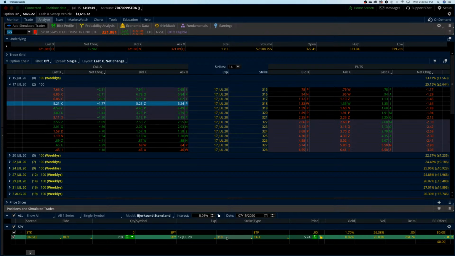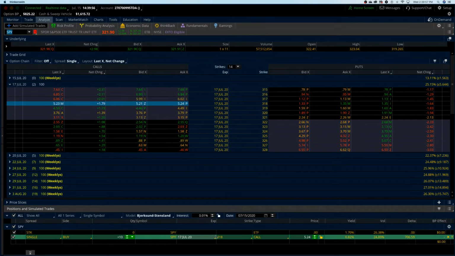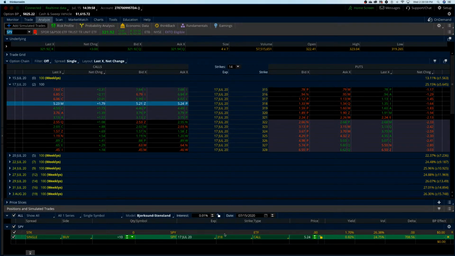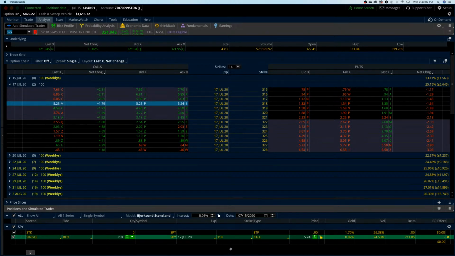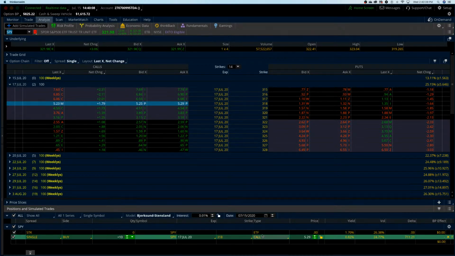That means that I can exercise this. Exercising it means that I can turn it in and buy 100 shares of stock at $318 a share. Of course, I don't know why I would want to do that, because right now it's worth more than that, so I'd be taking an automatic loss. It's a call, which means that it's a bullish type of contract. It means that I have the right to buy the stock. If it were a put, then it would mean I have the right to sell the stock.